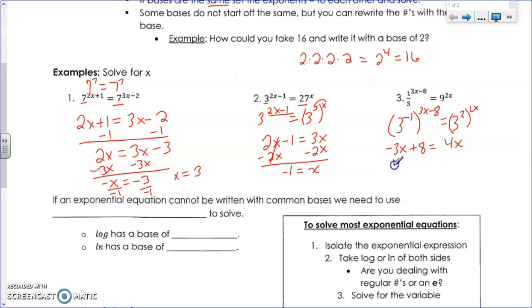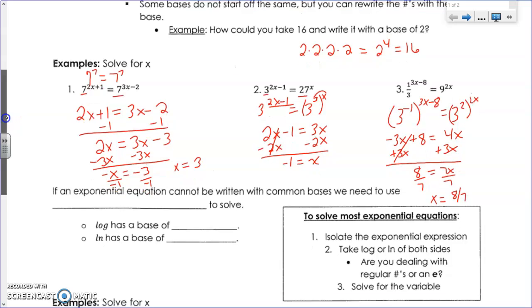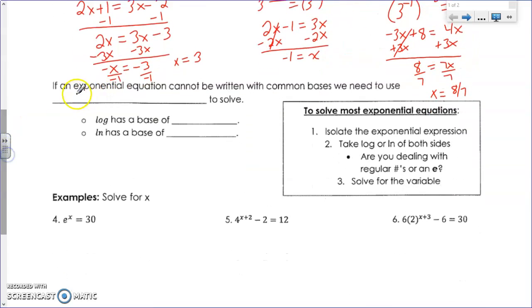Okay, so I'm going to add 3x to both sides. Just a simple equation at this point. So I get 8 equals 7x. Divide by 7. So x equals 8 over 7. So that's what you do when the bases are the same, or you can make them the same. If an exponential equation cannot be written with a common base, we need to use logarithms.